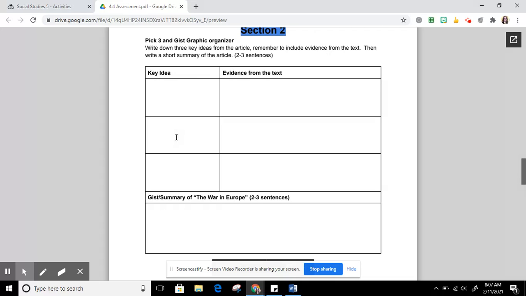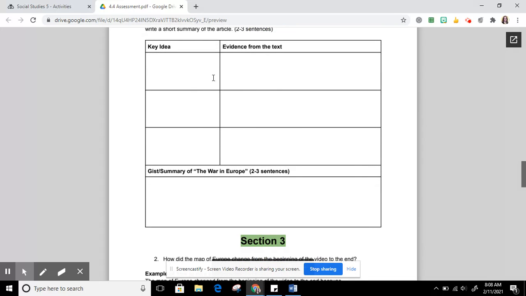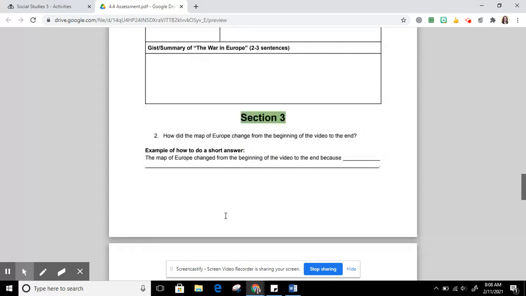So for your key ideas, these are just going to be 3 main ideas, 3 important details from the text. And then what's the evidence that supports that key idea? Okay, so this part right here, your key ideas should be in your own words. What are 3 important things, 3 main factors? And then what's the evidence that supports each? So key ideas should be your own words. Evidence from the text is from the text. And then in 2 to 3 sentences, you're going to just kind of sum up your key ideas and your evidence. Okay, so that's going to be your summary here. In 2 to 3 sentences, what was the war in Europe all about? Okay, so that's section 2.